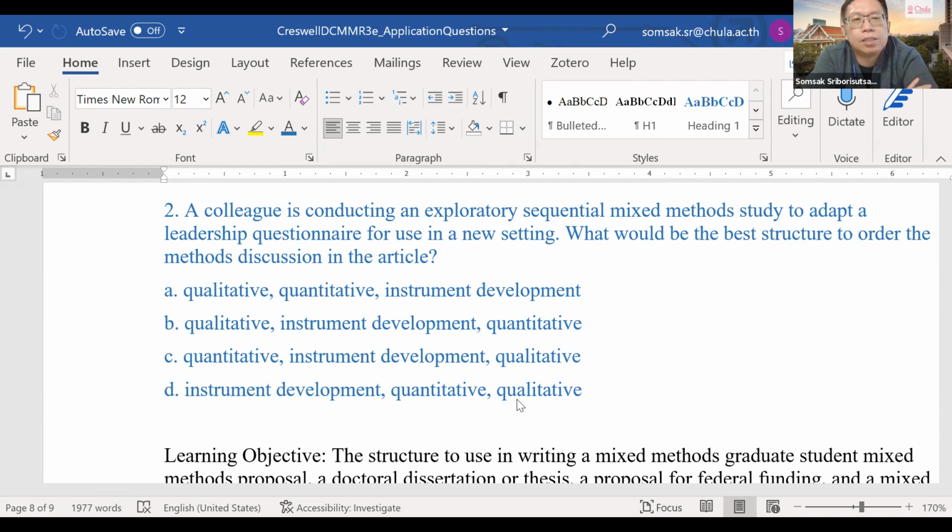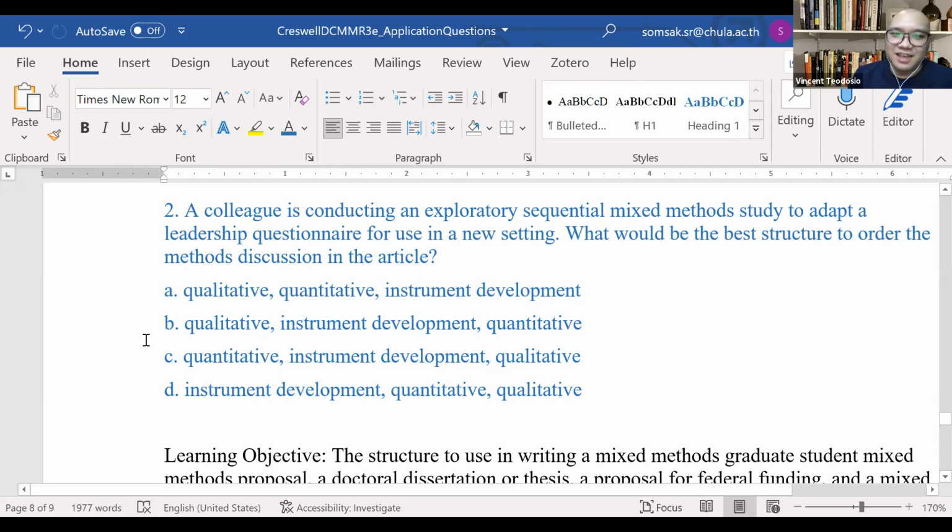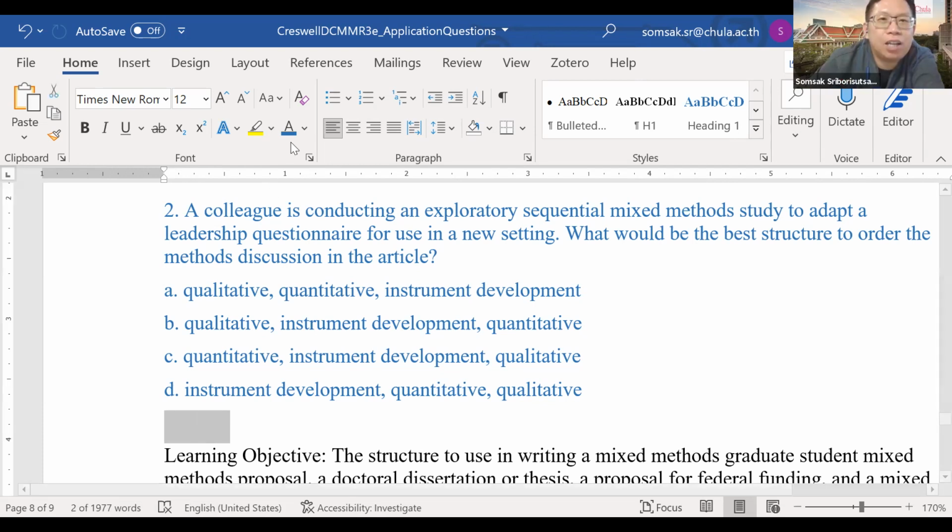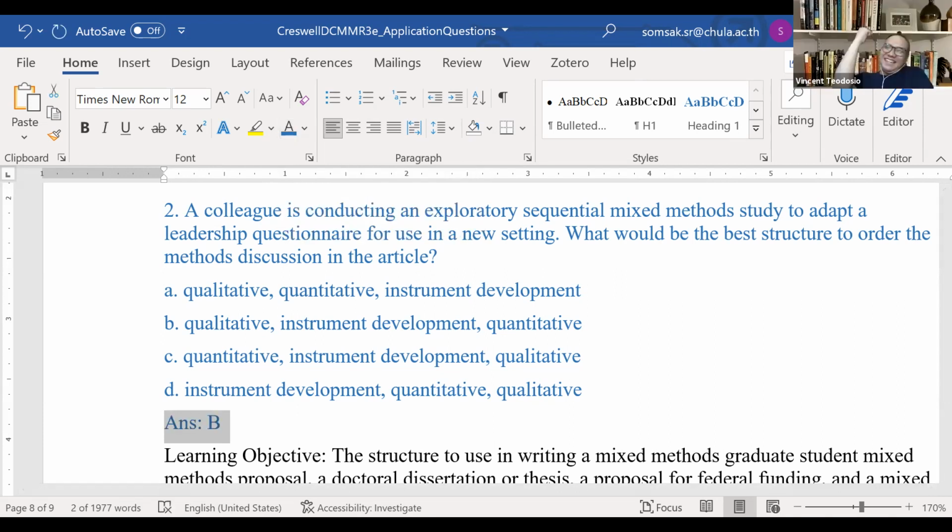The correct answer goes to letter B. B? Yes. Are you sure? Yes. Okay, you're correct. Good. Qualitative, and then you develop an instrument, right? And quantitative. Yes. Good. Good try.